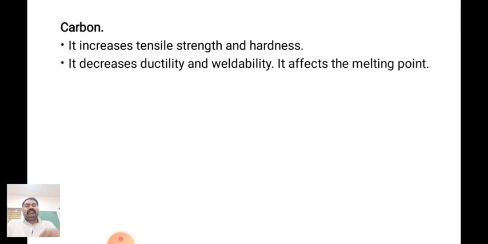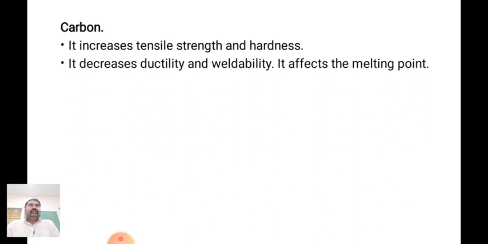Okay, so these are the different alloying elements which we have studied in this lecture. Now this is the end of unit number 3. Till now we have completed 4 units. Now unit number 4, that is cast iron, and unit number 6, that is powder metallurgy, those 2 units are remaining in our syllabus.